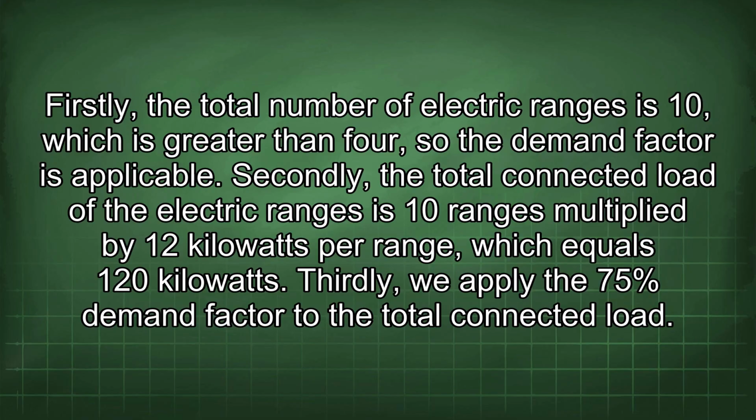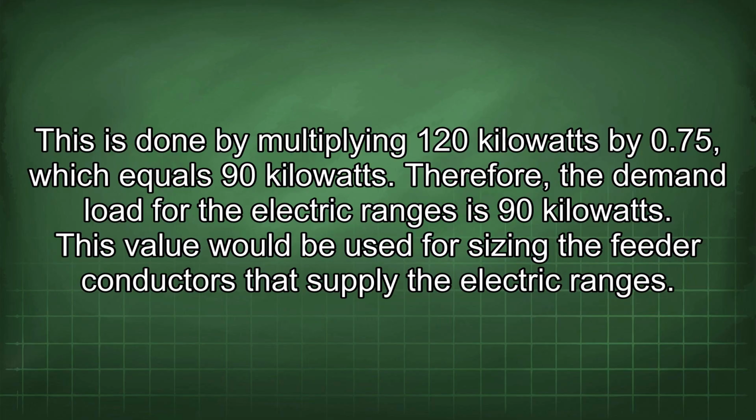Secondly, the total connected load of the electric ranges is 10 ranges multiplied by 12 kilowatts per range, which equals 120 kilowatts. Thirdly, we apply the 75% demand factor to the total connected load. This is done by multiplying 120 kilowatts by 0.75, which equals 90 kilowatts. Therefore, the demand load for the electric ranges is 90 kilowatts. This value would be used for sizing the feeder conductors that supply the electric ranges.